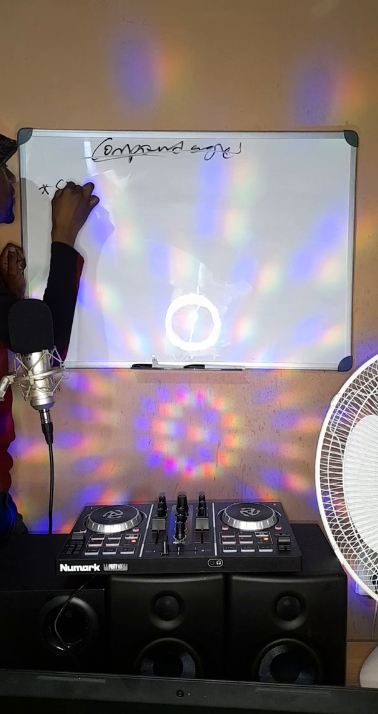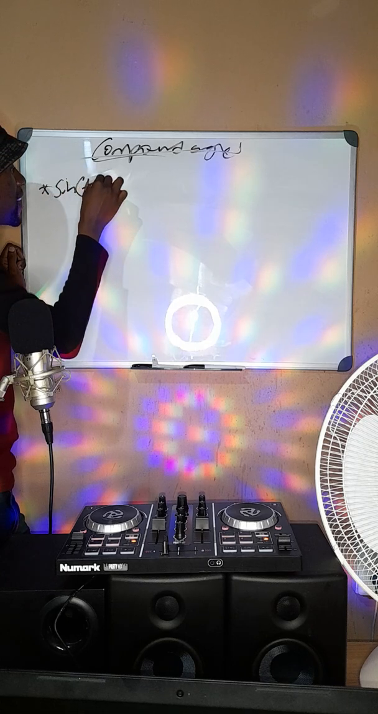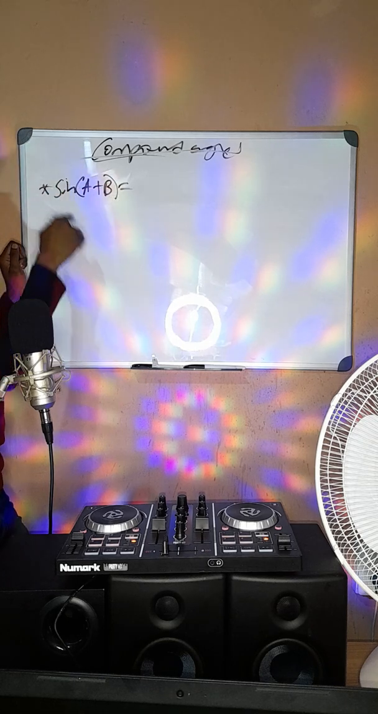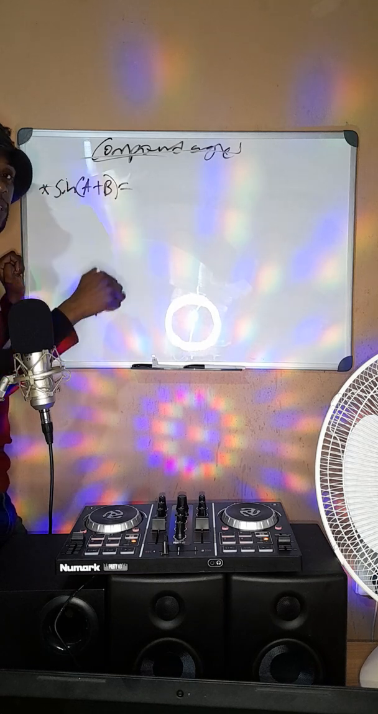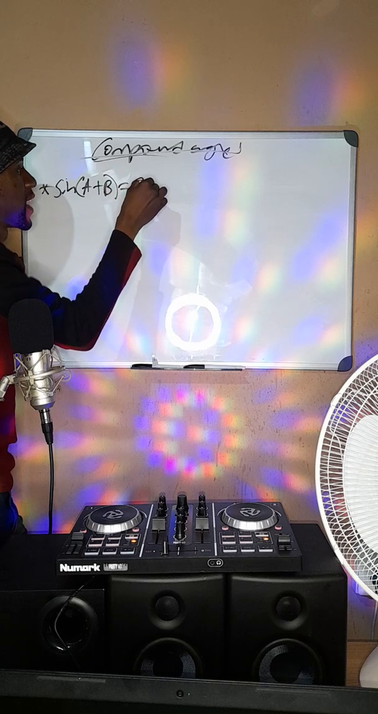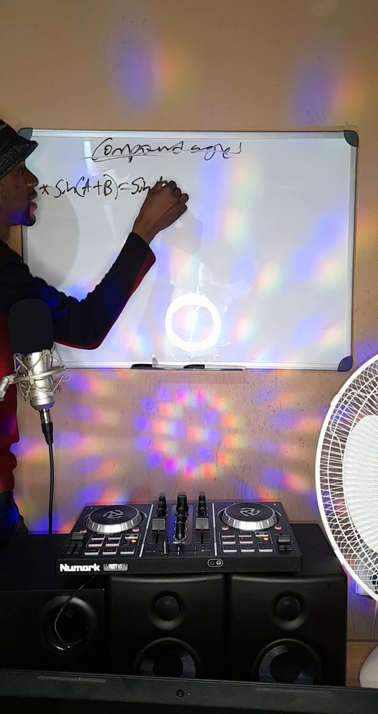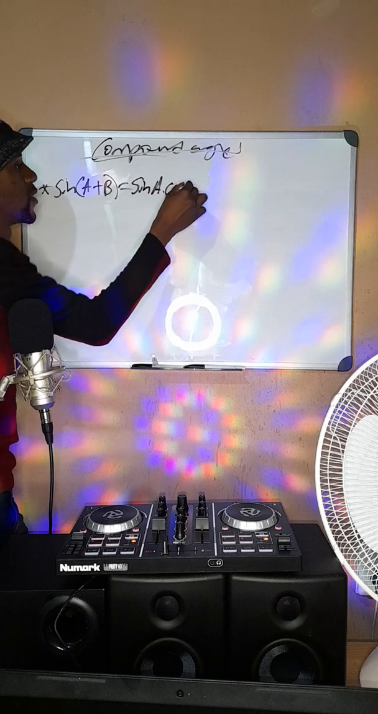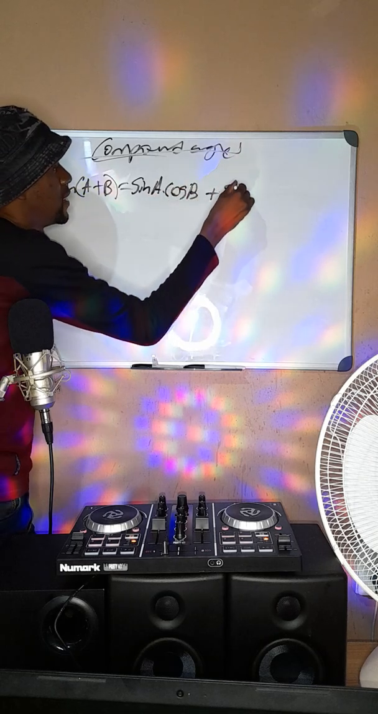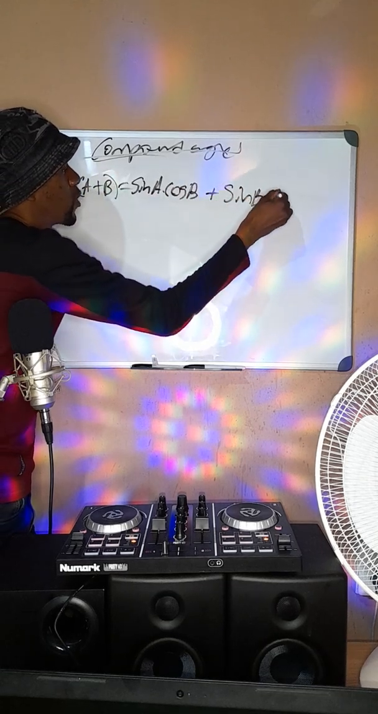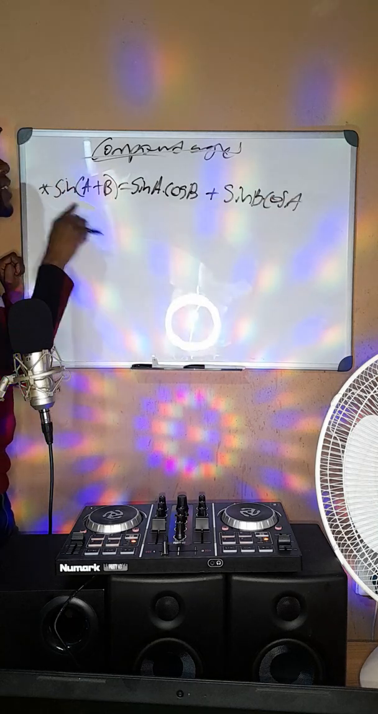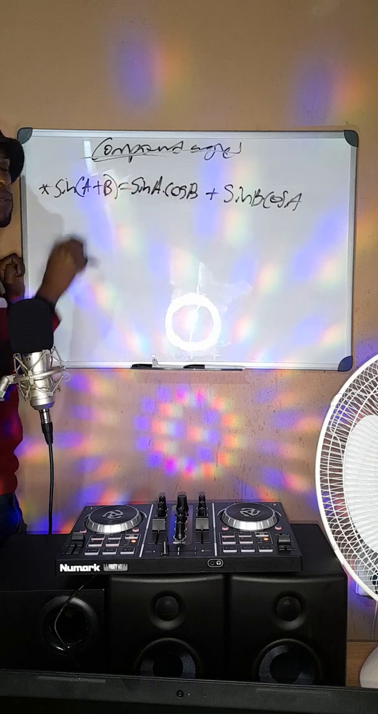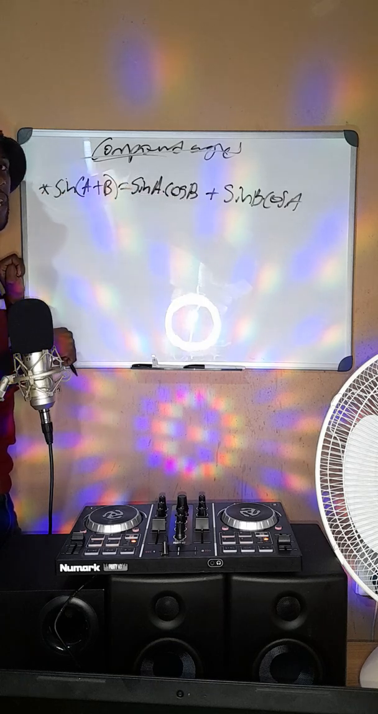We are saying that you have the sine of A plus B, okay? A and B are different unknown angles. When you expand this one, you have the sine of A multiplying the cosine of B, plus the sine of B multiplying the cosine of A, okay? Again, if you are interested in knowing how they arrived at this conclusion, we can have a video on that, okay?